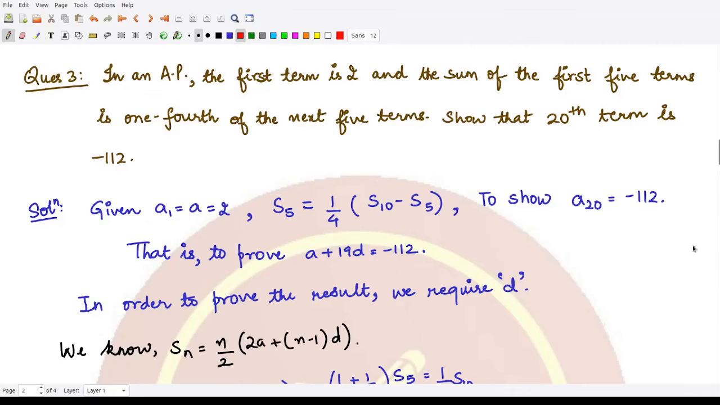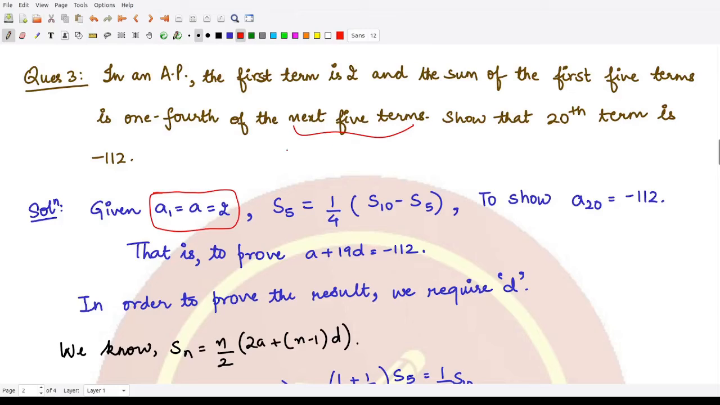In this video we shall be solving question number 3 from exercise 9.2. So the question here is, in the given arithmetic progression, the first term is given to be 2, that means A1, which we usually denote by A, is 2, and the sum of the first 5 terms, that means S5, is equal to 1/4 of the next 5 terms.